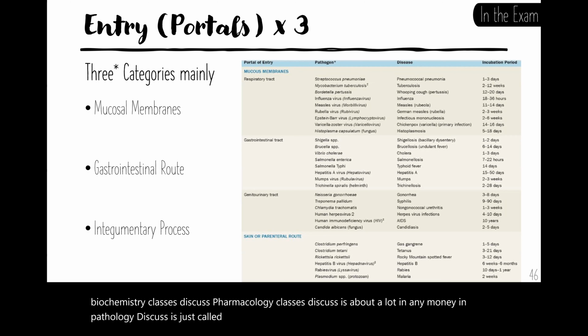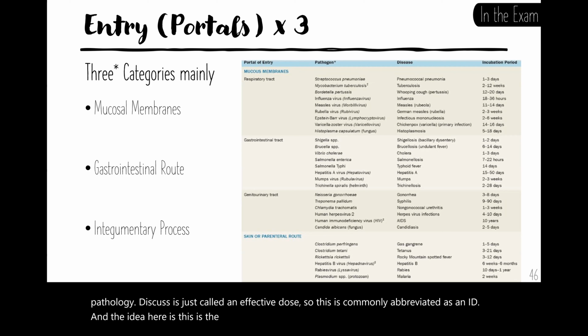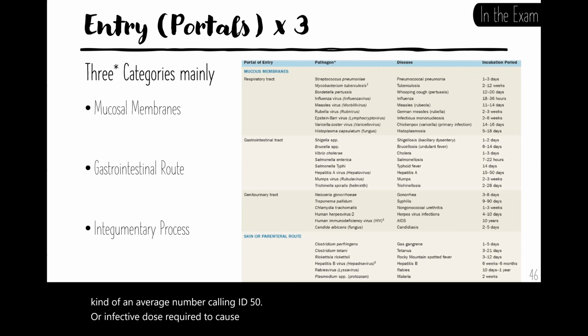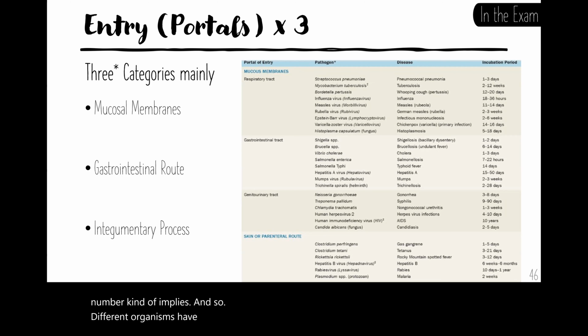This is commonly abbreviated as an ID, right? And the idea here is that this is the dose that is required to cause disease. And so we actually use an average number called an ID50, or the infective dose required to cause at least 50% of the people to get sick. That's what that number implies. And so different organisms have different ID50s, meaning different quantities or concentrations required to cause you disease.